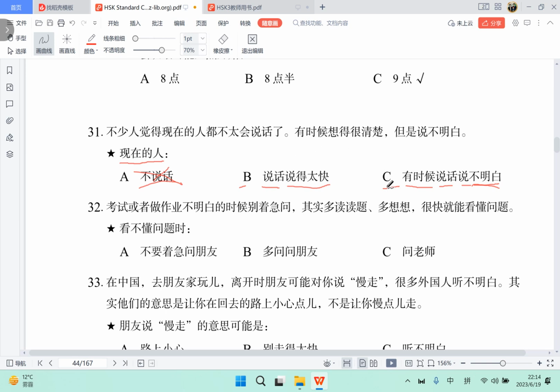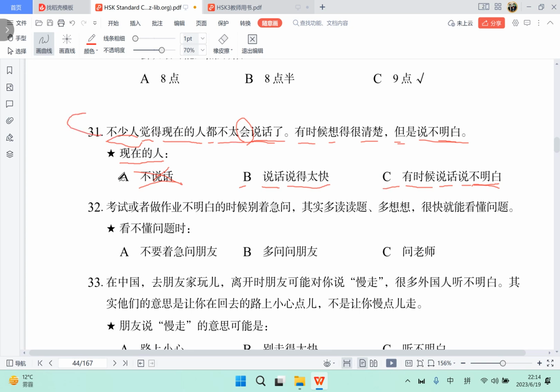Okay, and this one we just check the sentence here. 不少人觉得现在的人都不太会说话了, so many people feel that people nowadays are not that able to speak, or they don't master the skill of speaking. 有时候想得很清楚，但是说不明白, sometimes they think very clearly but can't say it very clearly. It's also clear here, understandable, I mean like that. So this one we choose C, right?